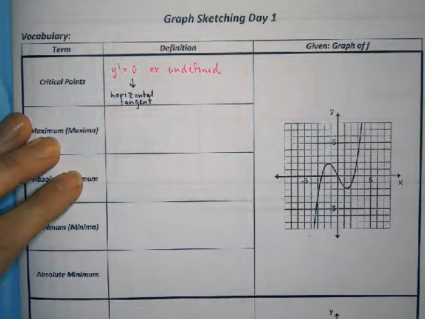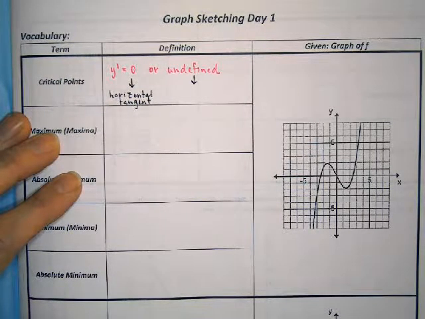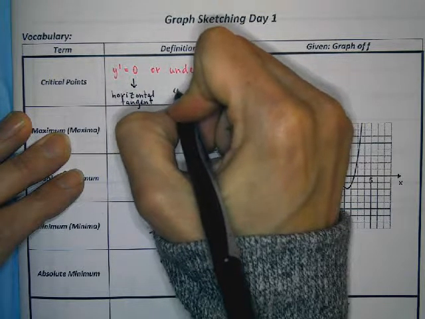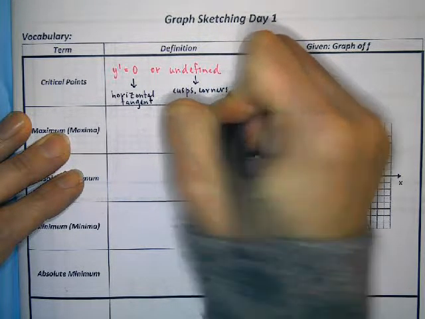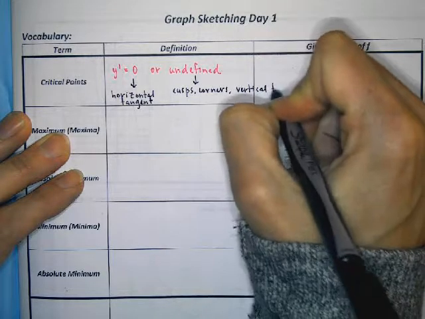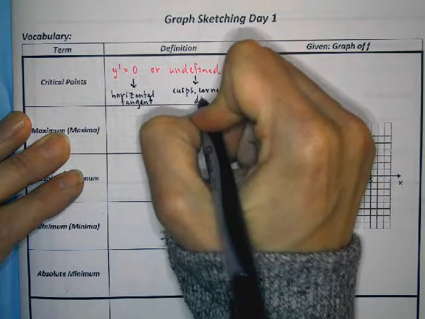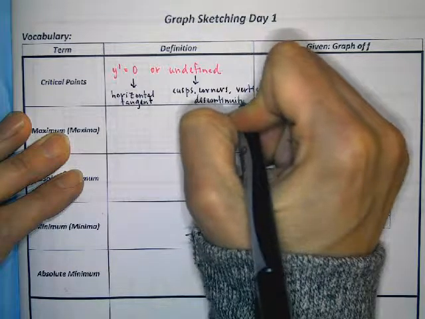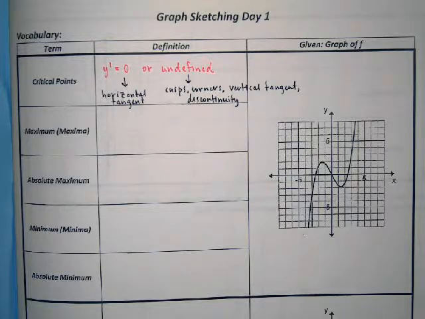The way I would know that that first derivative is undefined, if you think about when we talked back about differentiability, is that the derivative is going to be undefined anywhere we have cusps, corners, vertical tangents, or any kind of discontinuity. So holes, jumps, infinite discontinuity, things like that. That's what I'm looking for with my critical points.